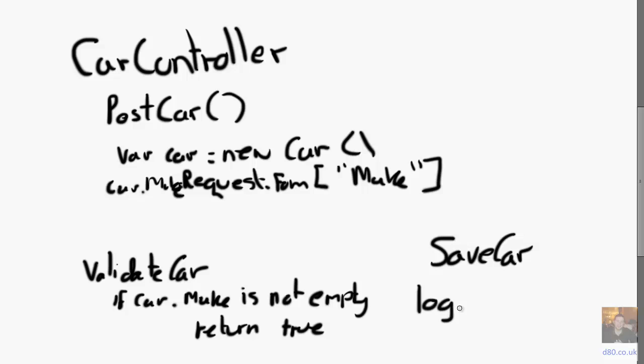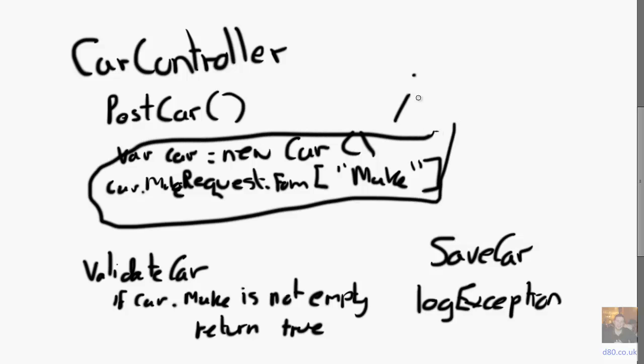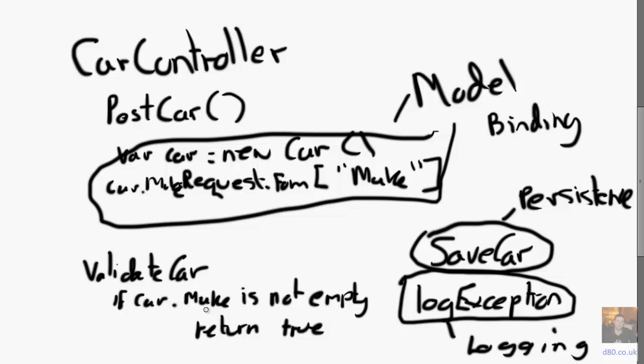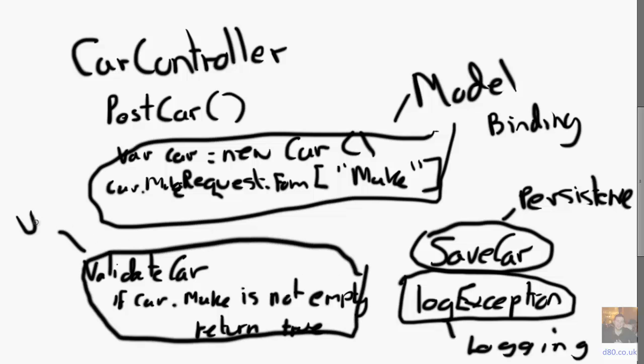Not only that, but you've got a save car method, and what that does is persist it to the database, and if that fails you also log an exception to your logs. So you've got various responsibilities. You've got model binding, you've got persistence, and you've got logging, and not forgetting the validation. So single responsibility would say that's like four different responsibilities. So that's four different reasons to change this class, which makes things a bit problematic.